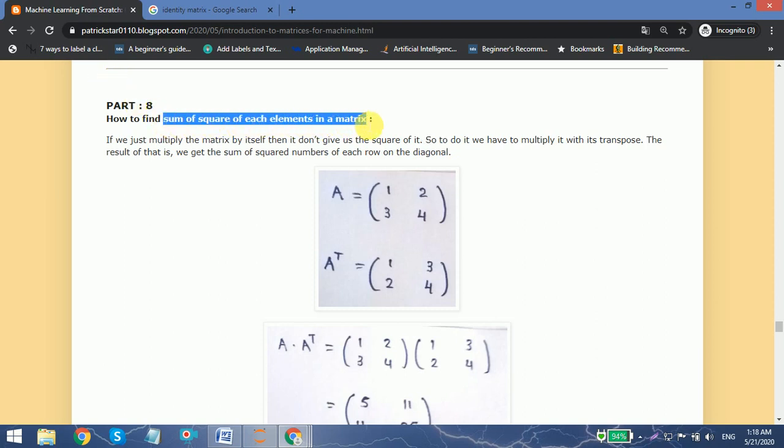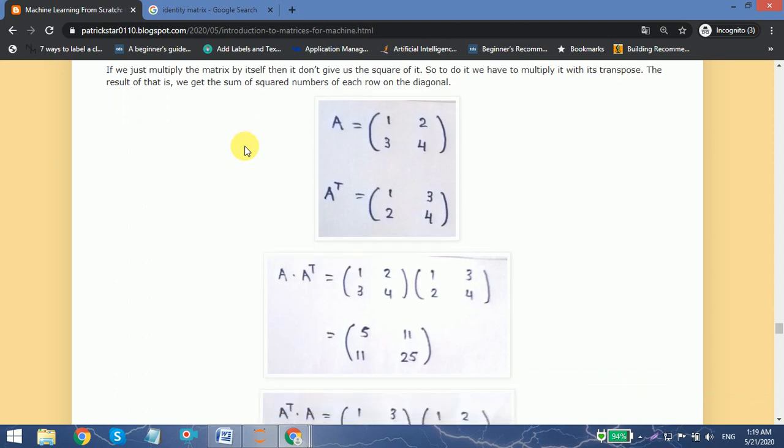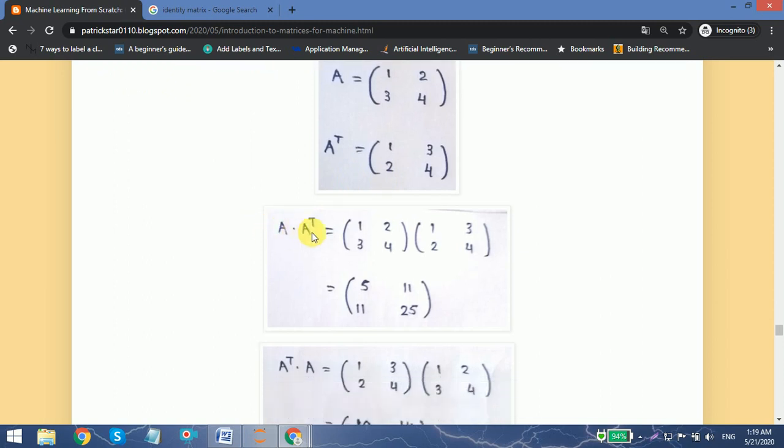Now why are we performing these operations? Let me put it this way. In our next video, we are going to see how the normal equation can be derived from the cost function that we try to minimize. So in that video we are going to use this operation. So let's just get it here and understand it. We have A and A transpose, that is pretty easy to understand. Now we perform multiplication between them, then we get 5 and 25 as diagonal values.